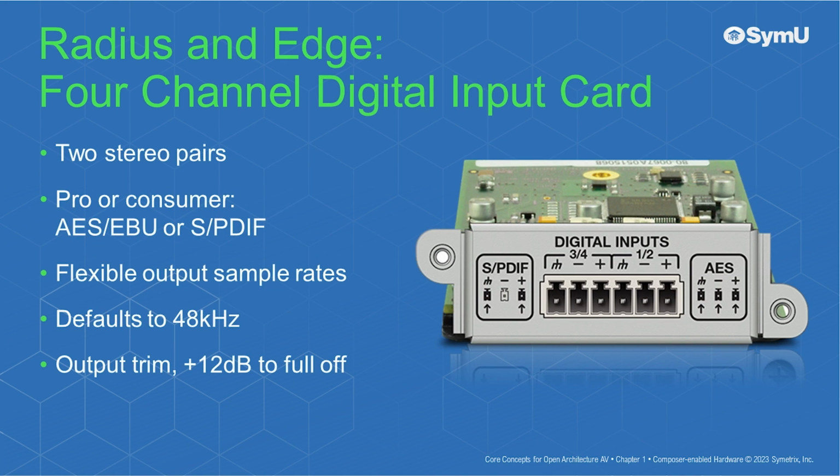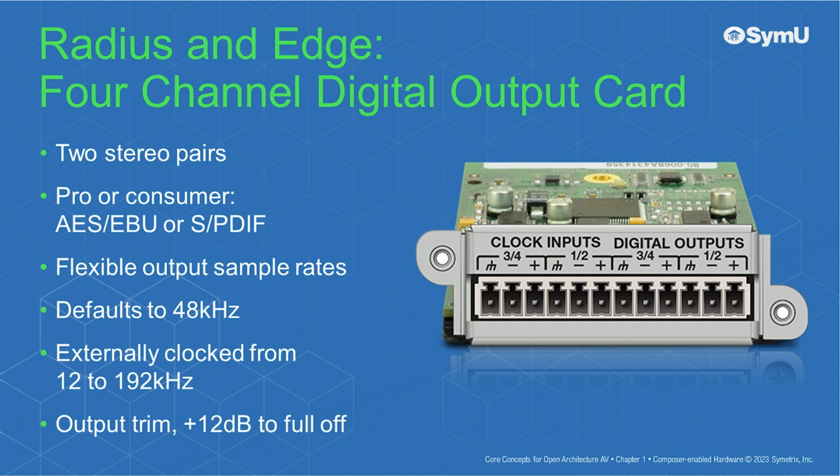The 4-channel digital input card has 2 stereo pairs. Pro or consumer standards, AES-EBU or SPDIF. Flexible output sample rates, defaults to 48 kHz. Output trim ranges from 12 dB to full off. The 4-channel digital output card has 2 stereo pairs. Pro or consumer standards, AES-EBU or SPDIF. Flexible output sample rate defaults to 48 kHz or can be externally clocked from 12 to 192 kHz. Output trim is from plus 12 dB to full off.